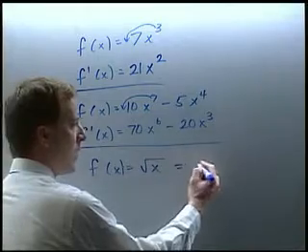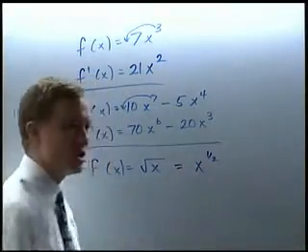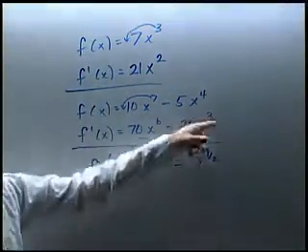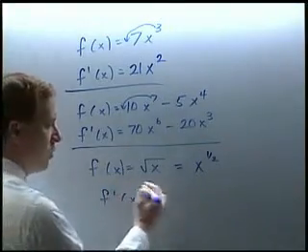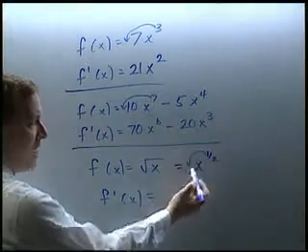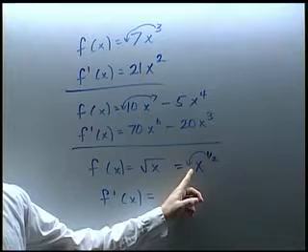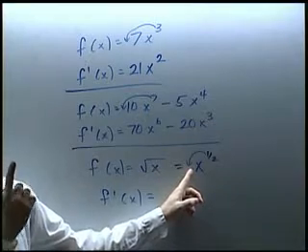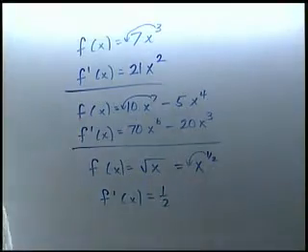Because how can I rewrite this as a power? X to the what? To the 1/2. And now I can use the same process because I have x to some number. Okay? So what would be the derivative function for x to the 1/2? Okay? Well, I pull that 1/2 out in front, and what am I multiplying by this time? Since there's no number out here, I'm just multiplying by 1, right? Okay, so 1/2 times 1 is just simply 1/2.